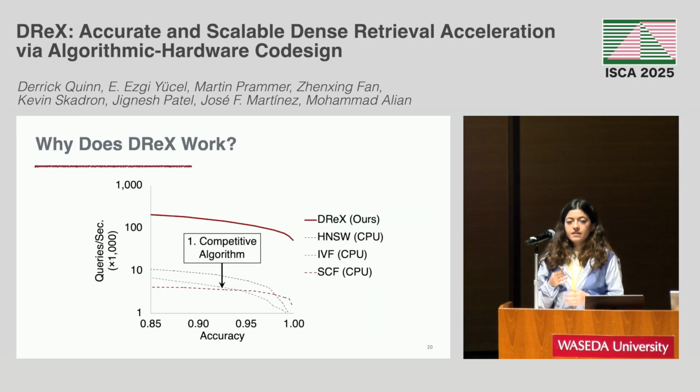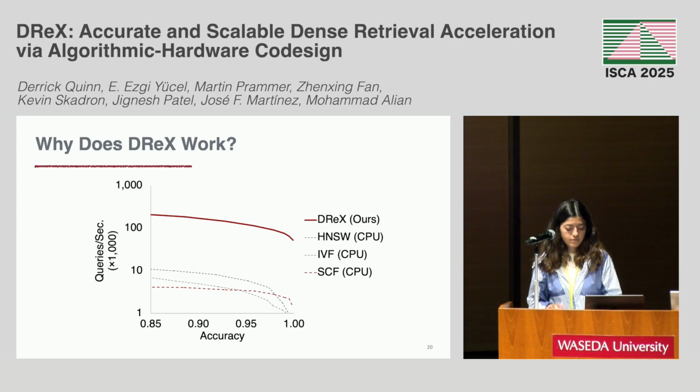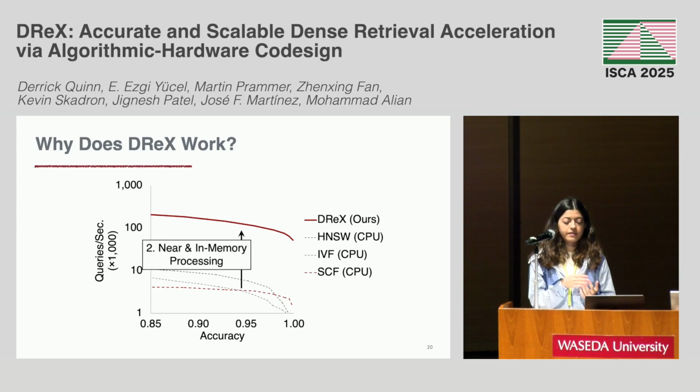But where does this speedup come from, right? As Derrick explained, the sign concordance filtering is itself a competitive algorithm, but when we run it on CPU, we didn't outperform the existing ANNS implementations on CPU. So the real gain comes from the near and in-memory processing. By designing an algorithm-specific accelerator, we leverage the embarrassingly parallel structure of the algorithm, and by that we achieve a significant Pareto frontier expansion in performance.